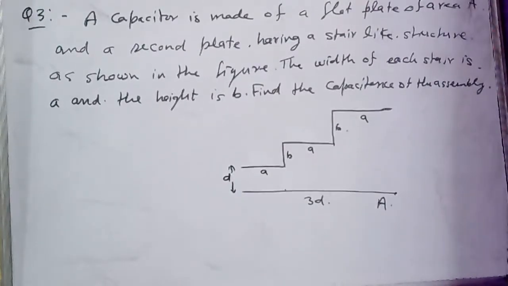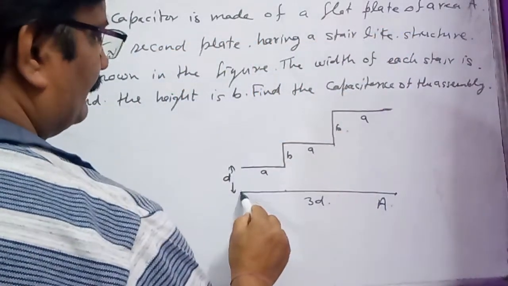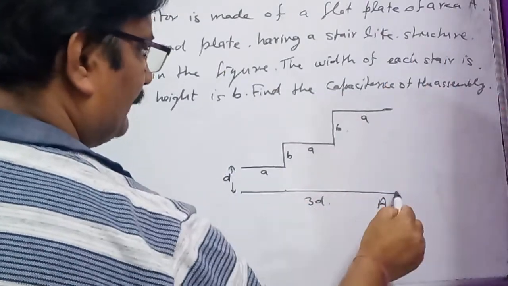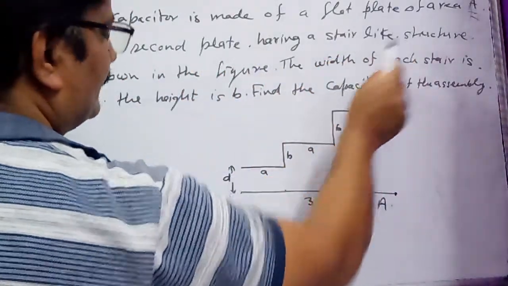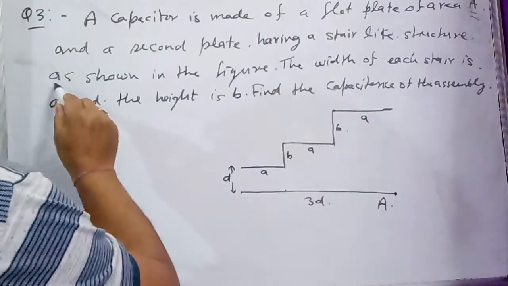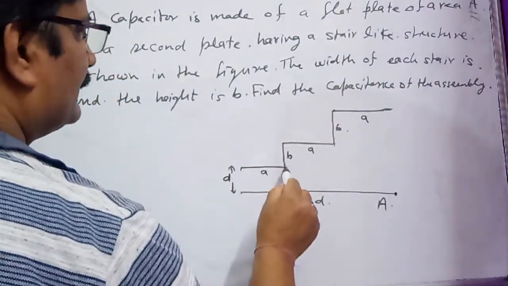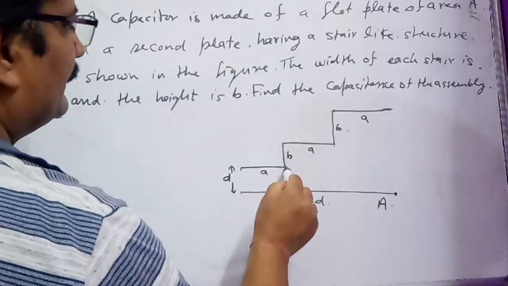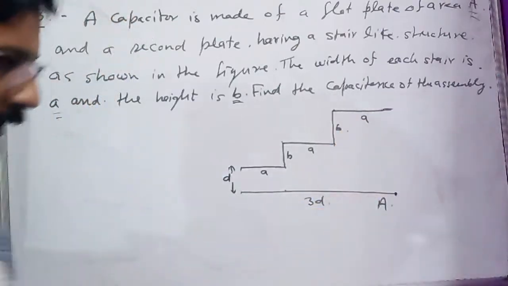Students, in this part of the video, see another numerical to find equivalent capacitance, but of a different type. The question is, a capacitor is made of a flat plate, of total area A, and a second plate having a stair-like structure. The second plate of the capacitor is like a stair, as shown in the figure. The width of each stair is A, and the height of the stair is B. Find the capacitance of the assembly.